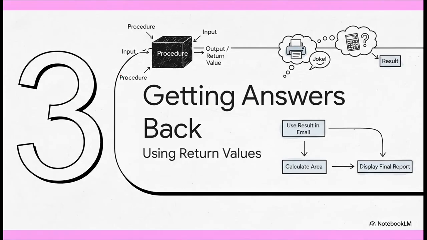All right, so our procedures are getting pretty powerful. They can do stuff, they can print text, they can perform actions, but there's still something missing. They do their job and then that's it. They don't give us anything back. What if we need a procedure to do a calculation and then hand us the answers so we can use it somewhere else?